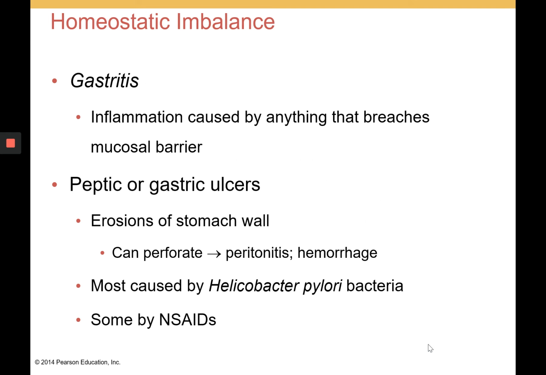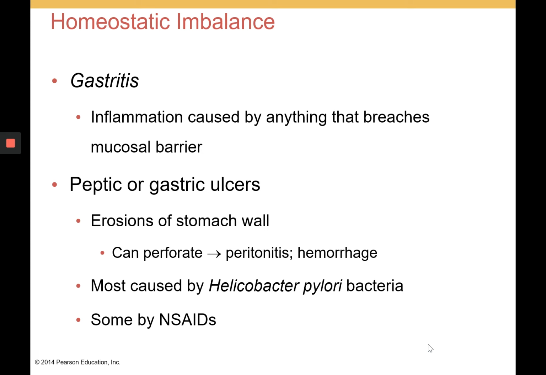A homeostatic imbalance we want to mention is inflammation of the stomach, or gastritis. Mainly, it would be inflammation of the mucosal barrier in the stomach. Gastritis is common if something interrupts the production of that bicarbonate-rich mucosal barrier. So peptic or gastric ulcers can form. They are erosions of the stomach wall if the mucosal barrier is disrupted for a long period of time. Erosions of the stomach wall can become serious and perforate into the peritoneum and lead to leakage of gastric secretions into the peritoneum and cause peritonitis or hemorrhaging. So that's when peptic or gastric ulcers become very severe and possibly life-threatening.